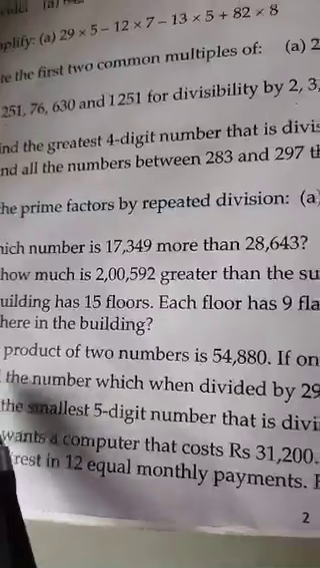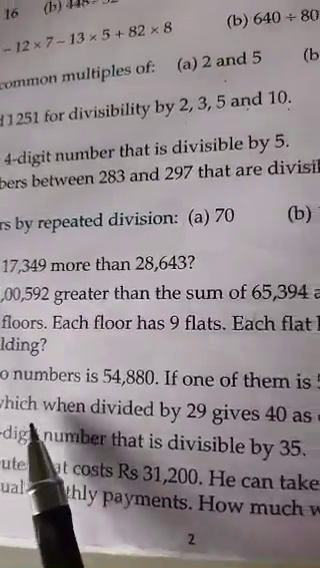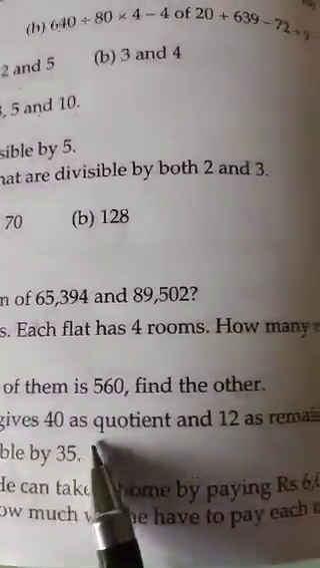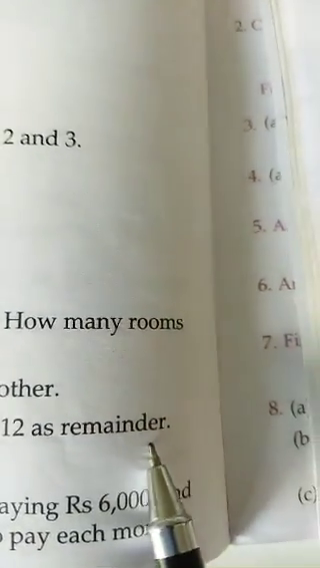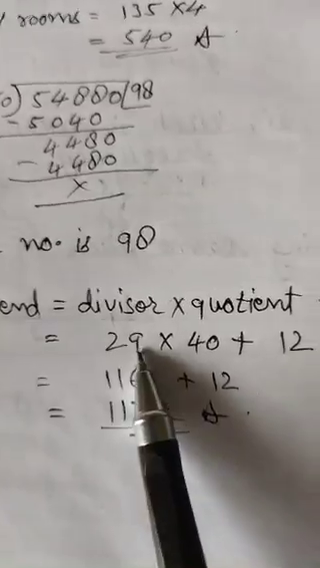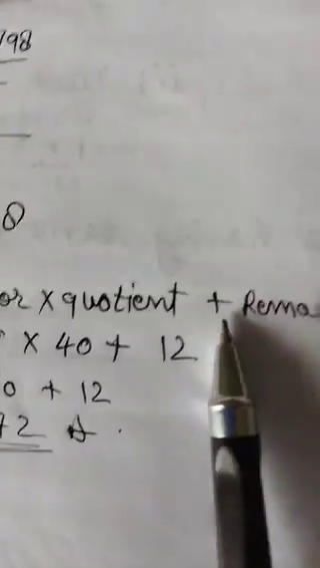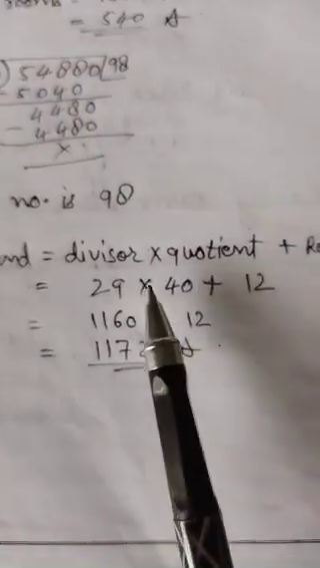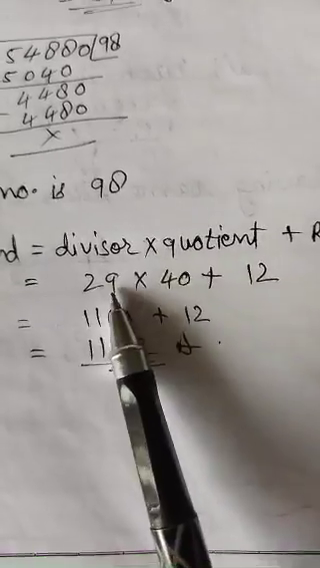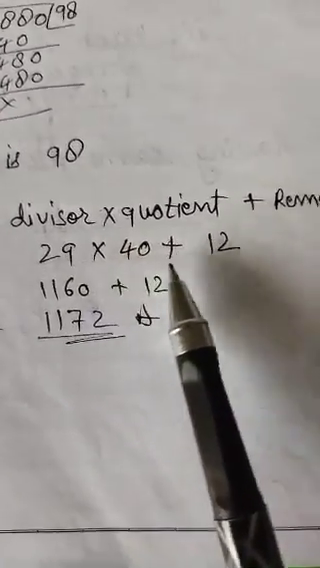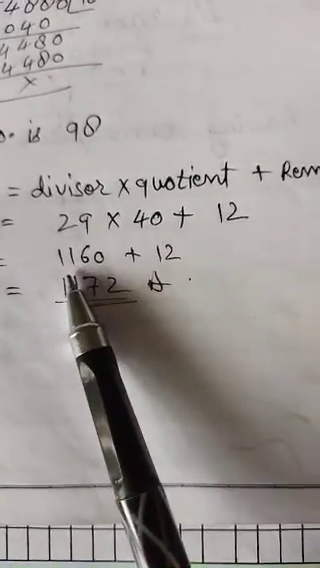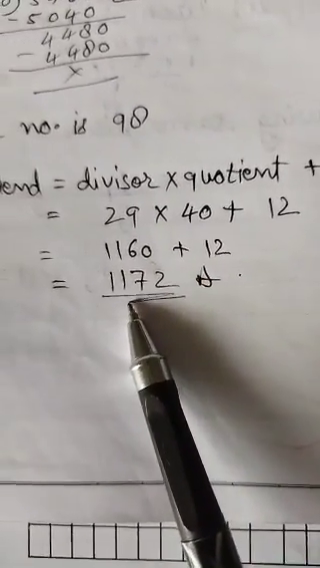Now coming on to the E part: find the number which when divided by 29 gives 40 as quotient and 12 as remainder. So in this E part we have to learn a formula. Dividend is equal to divisor into quotient plus remainder. By writing this formula, then we will put the values. Divisor is given 29, quotient is given 40 and remainder is given 12. So by putting the values, we will calculate this and we will get our final answer.